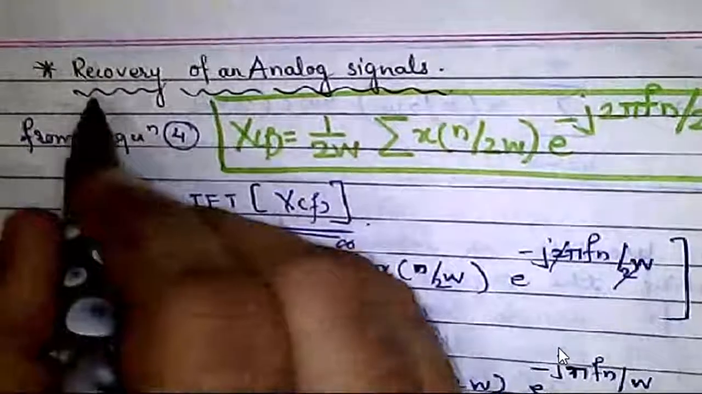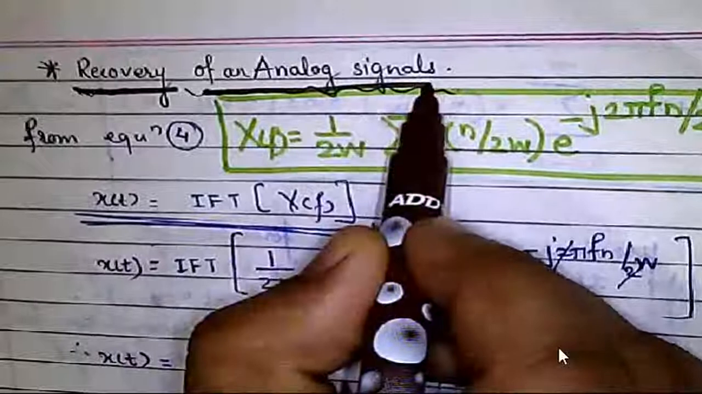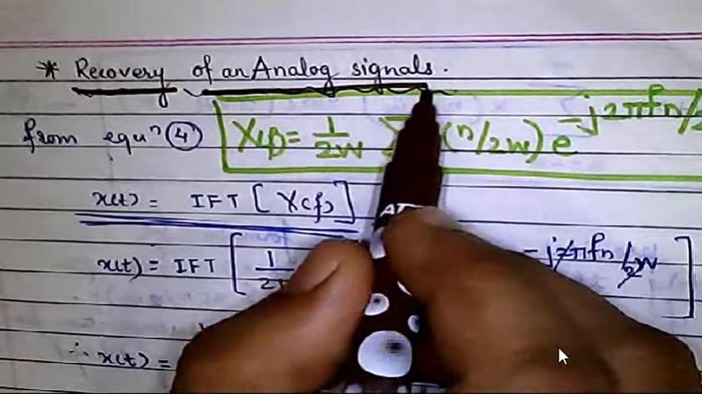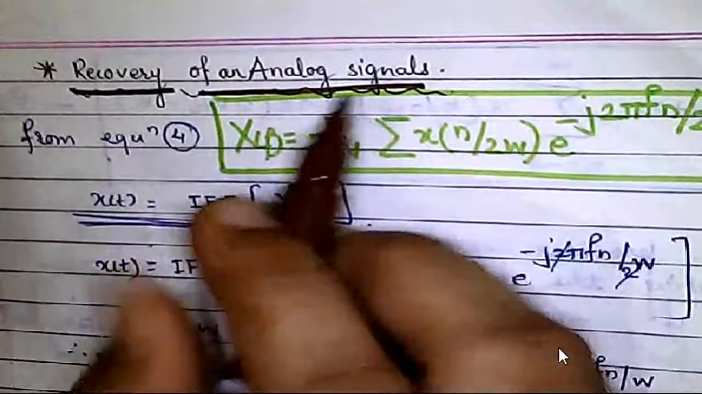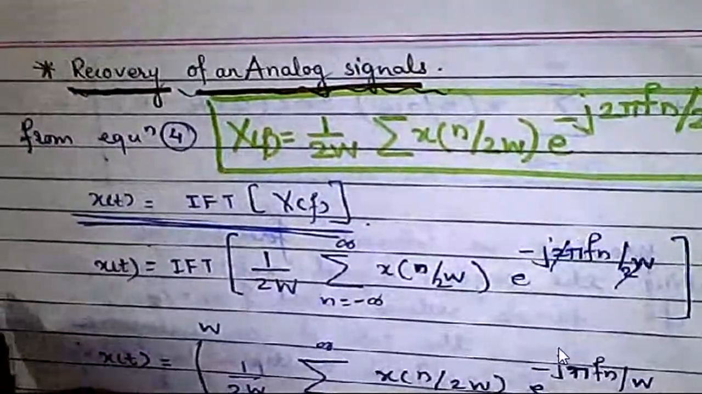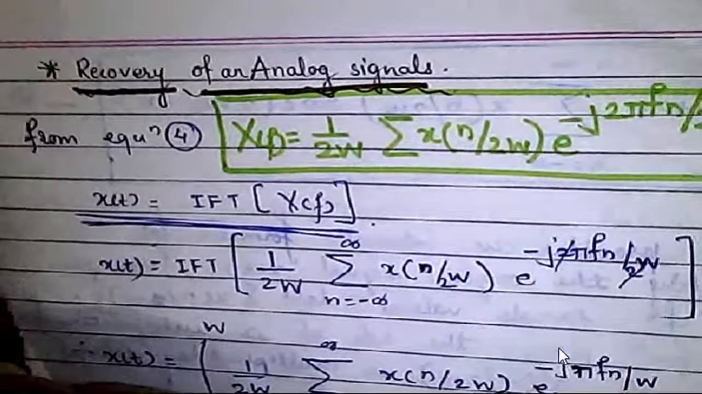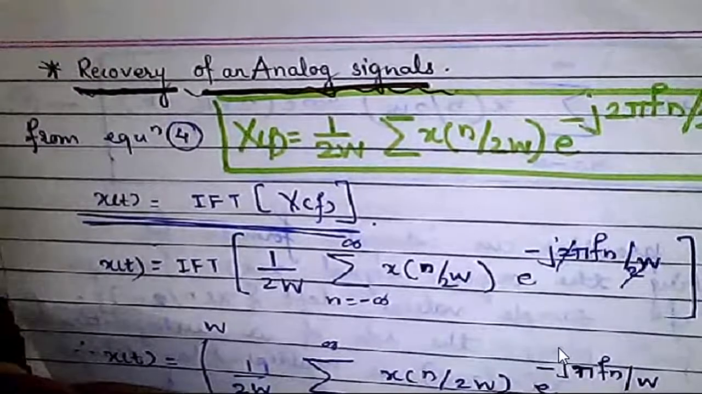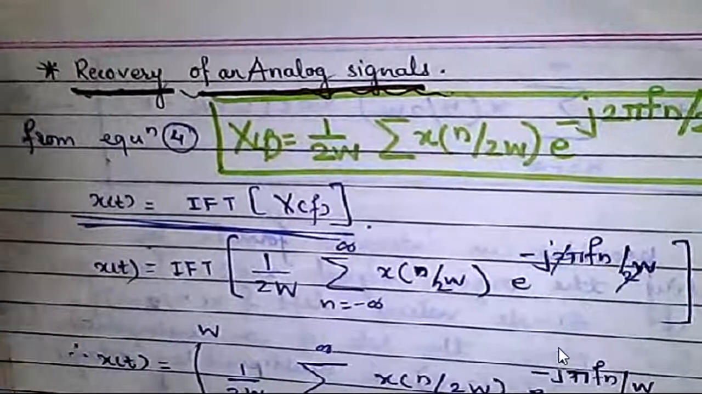Here we are going to consider the next point, that is recovery of an analog signal. This is nothing but a reconstruction of an analog signal from its sampled format. So since it is the sampled format, obviously we need to take equation number 4, which we have seen earlier.